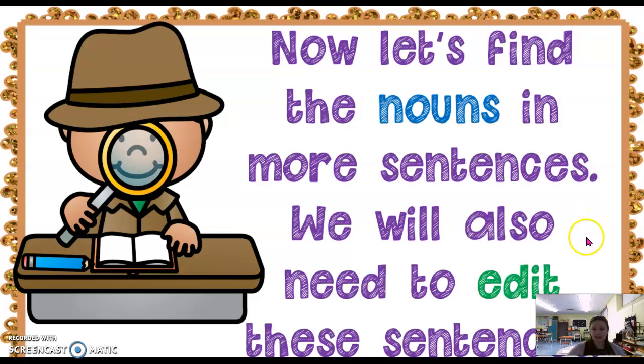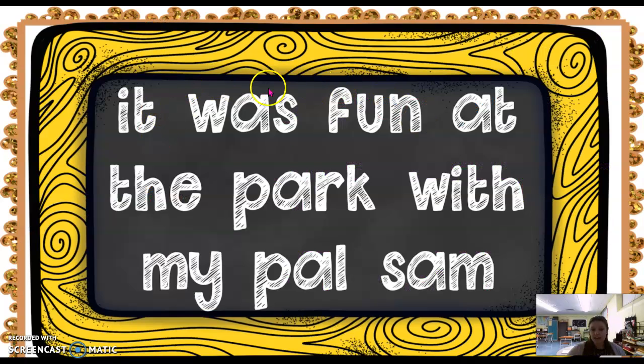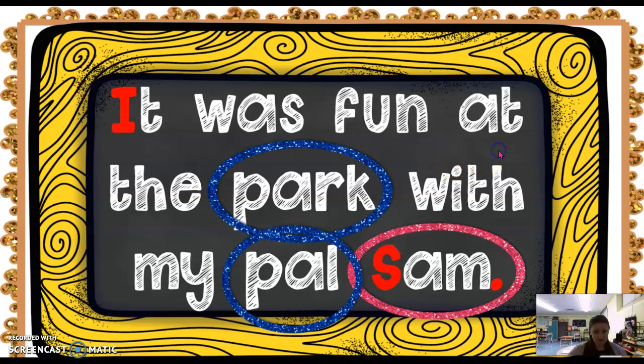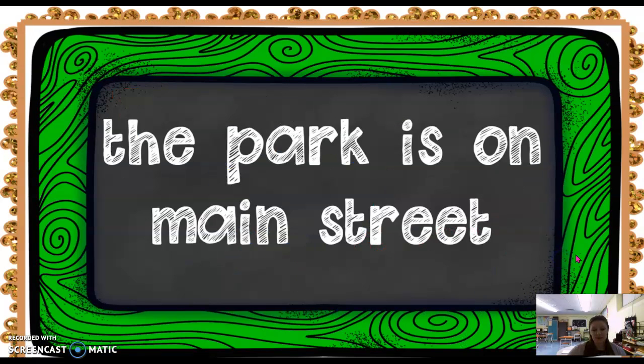Let's see if we can find the nouns in some more sentences. It was fun at the park with my pal Sam. This sentence doesn't have a capital letter. It doesn't have punctuation, and I see a proper noun that needs a capital also. I would capitalize the I in it. It was fun at the park is a place, so that's a noun. With my pal is a person, so that's a noun. Notice this person's name is Sam. Sam gets a capital letter because Sam is a proper noun. And then don't forget your ending punctuation.